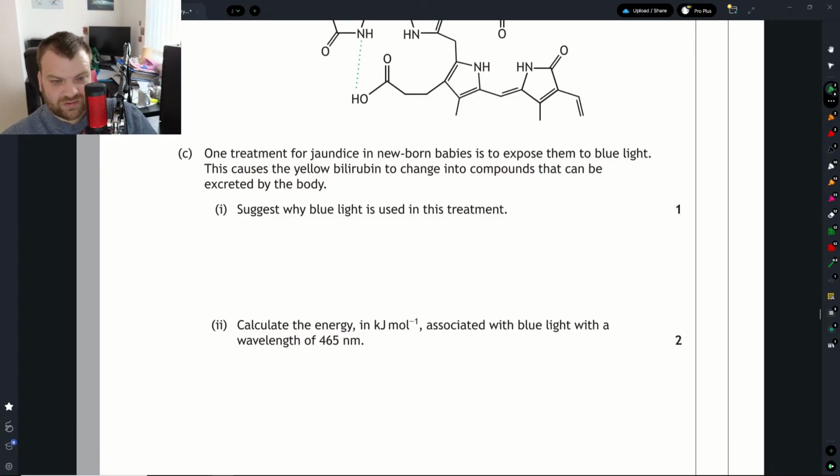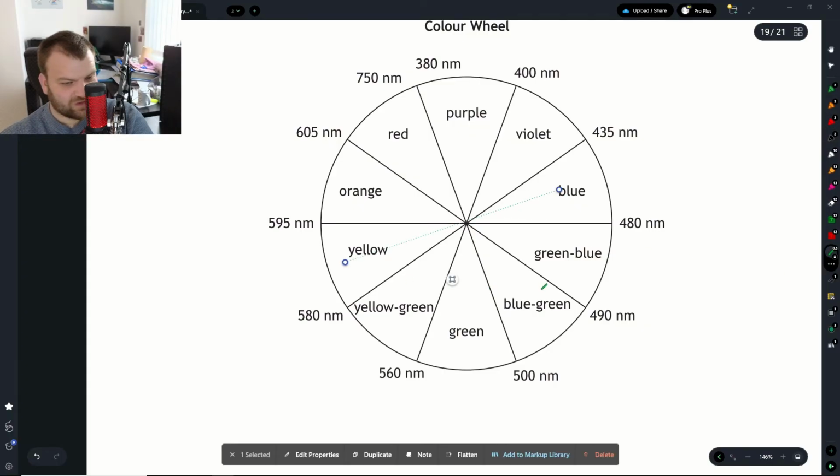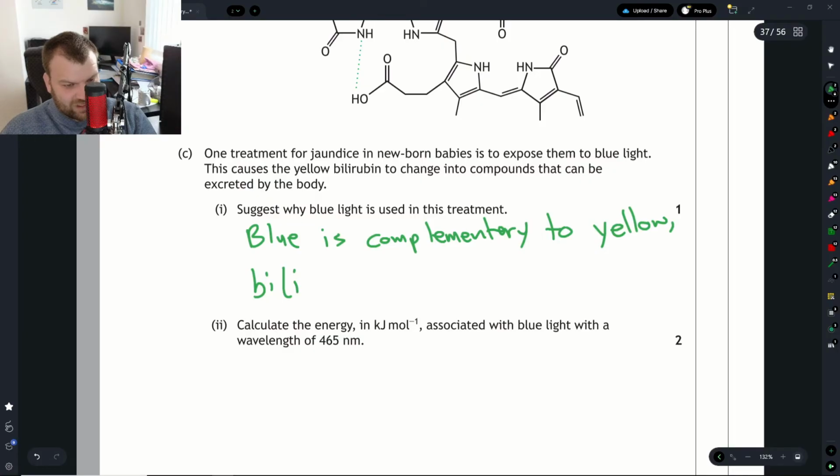Here, yellow bilberine changes into compounds that can be extracted by otherwise blue light for that. If we check out our colour wheel, we can see that blue and yellow are complementary. They're across from each other in the colour wheel. So blue is complementary to yellow. And if the chemical is yellow, that means it must absorb its complementary colour. If it appears yellow, that means it absorbs the blue light.